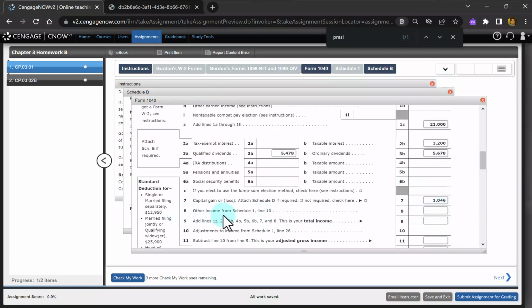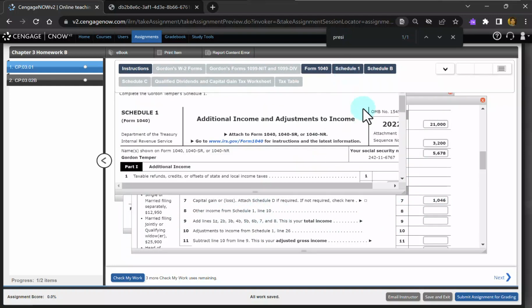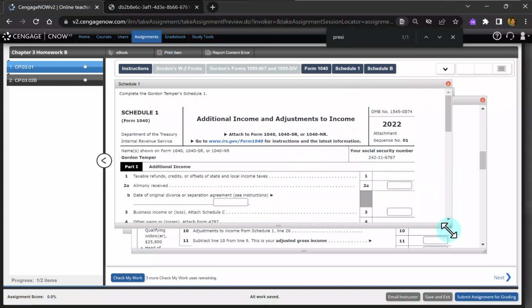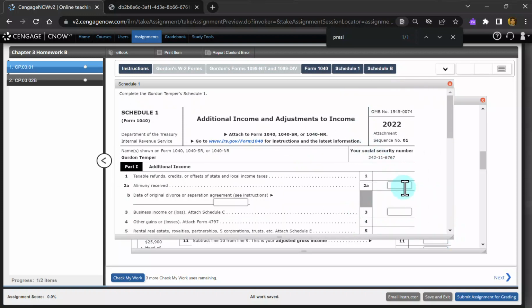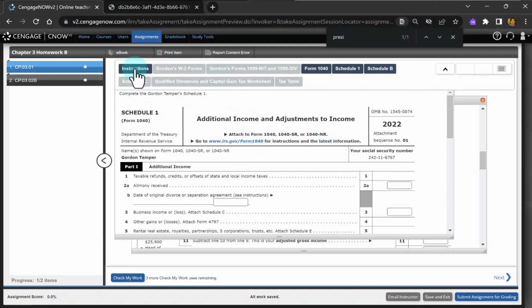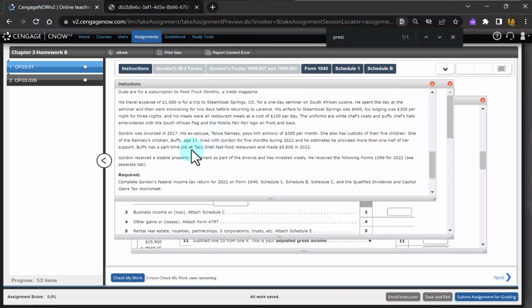1040. Now we have other income coming from Schedule 1. So let's take a look at Schedule 1. And here, the first box we need to fill in is alimony. So again, going back to the instructions, we're told that he's getting $300 per month.